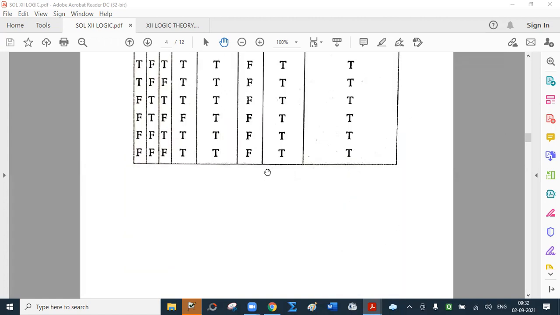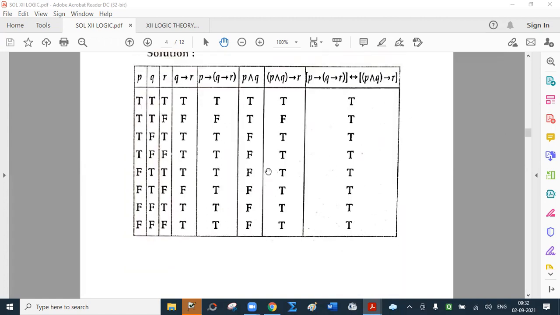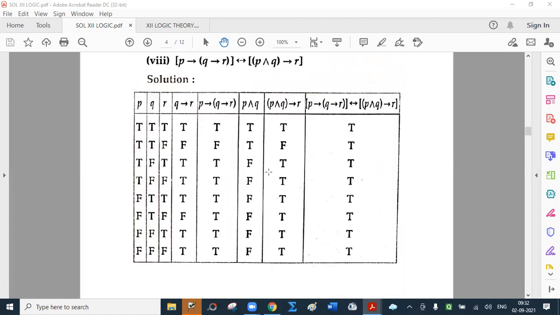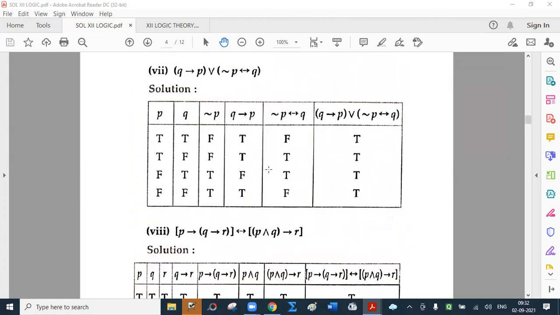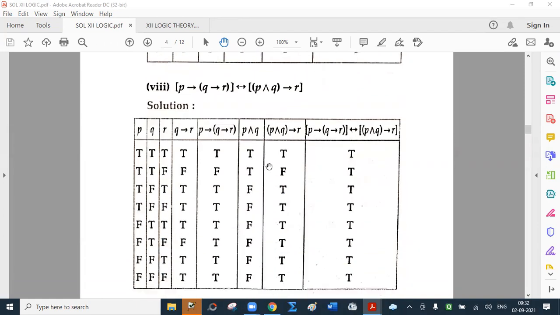Just a minute. I'll show you this once again. This is solution for sum number 8, and this is solution for sum number 7.